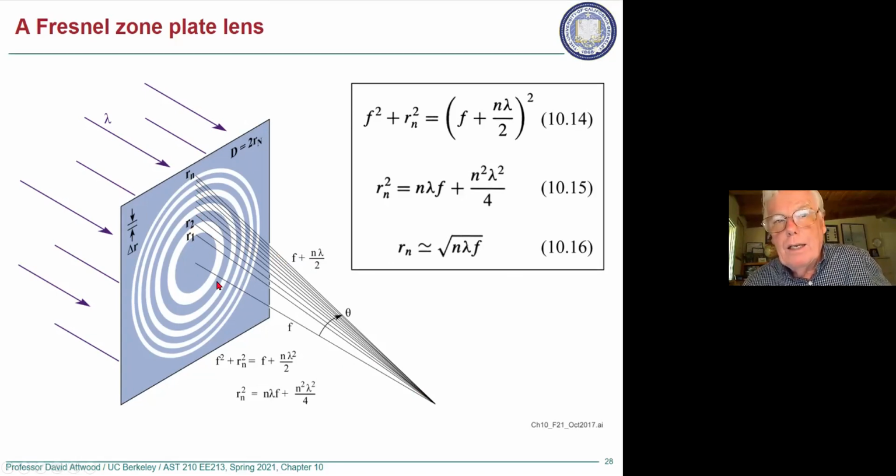And by the way, just sort of incidental things, the area of every one of these zones is the same. So they're getting bigger in diameter, but they're getting thinner. So they're all contributing the same amount of radiation to the focal spot.